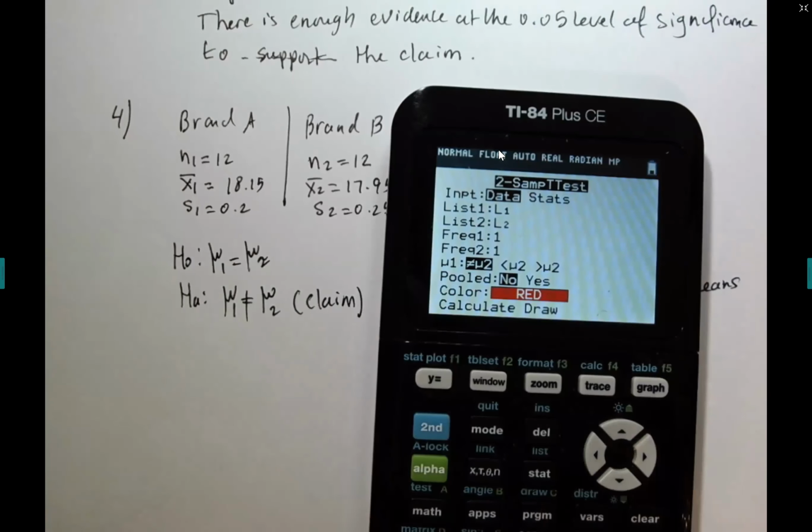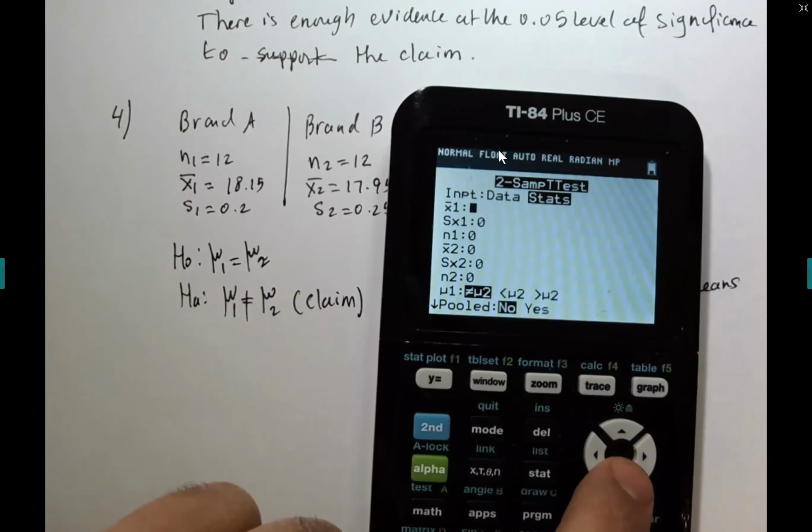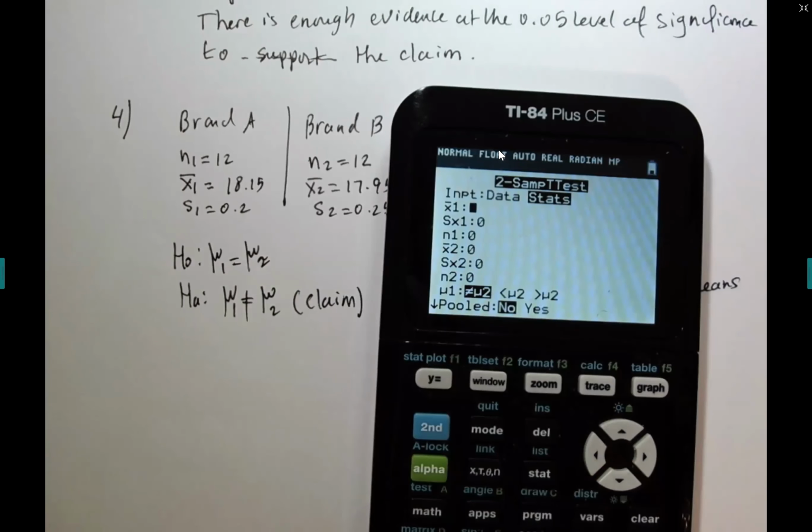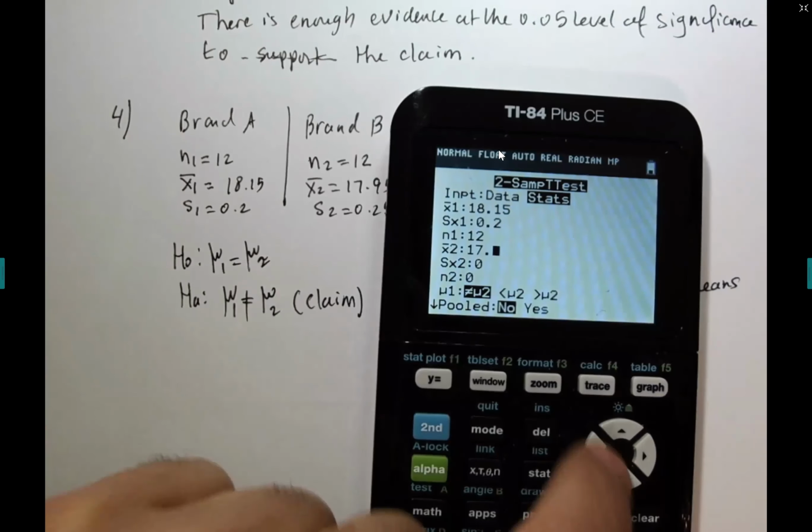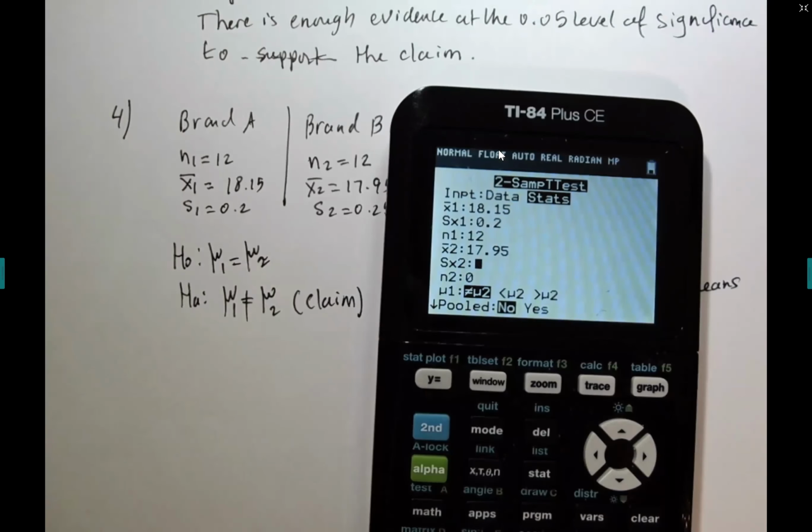Not data, it's a summary. X1 bar is 18.15. S1 is 0.2. N1 is 12. X2 bar is 17.95. S2 is 0.25. N2 is again 12. Not equal, and pooled is yes, guys, as we agreed.